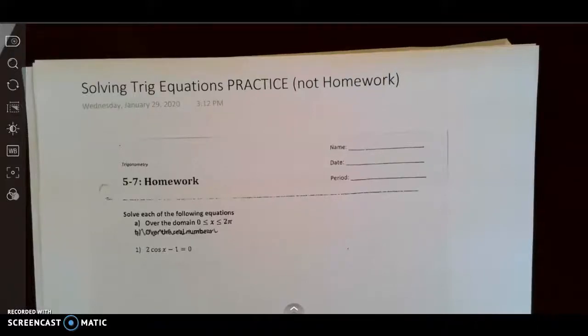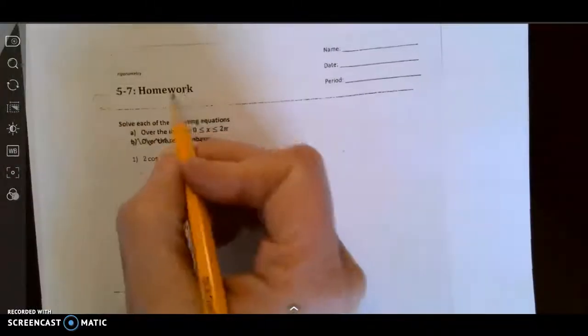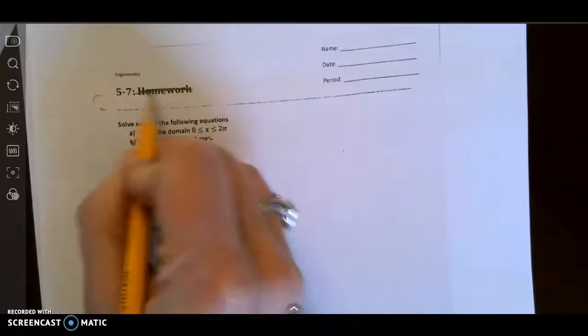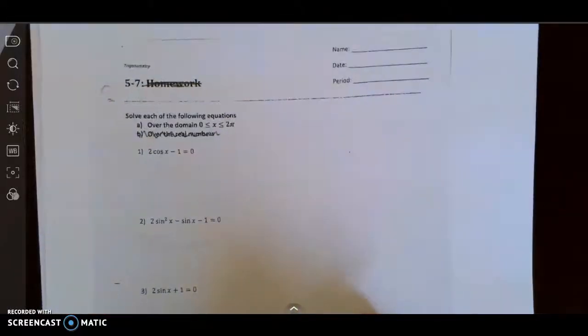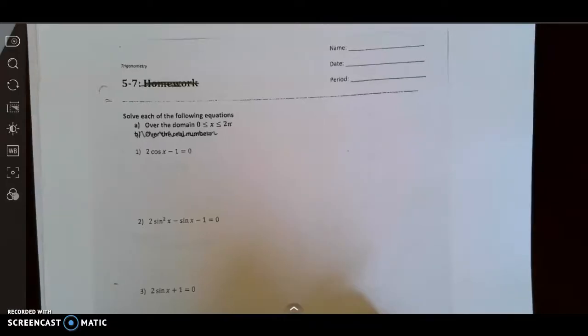This is solving trig equations practice. I know it says homework, it's not homework. This is just our practice time. All right, we're going to solve each equation over the domain from 0 to pi. Let's see, this whole front page is going to be using the unit circle, not needing a calculator.